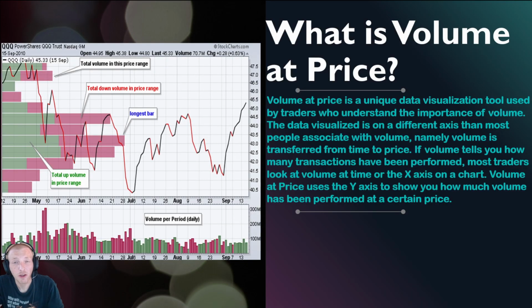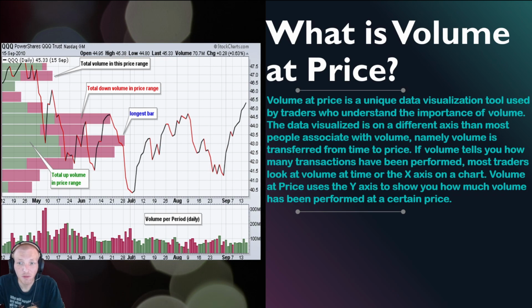What is volume at price? Volume at price is a unique data visualization tool used by traders who understand the importance of volume. The data visualized is on a different axis than most people associate with volume. Namely, volume is transferred from time to price.